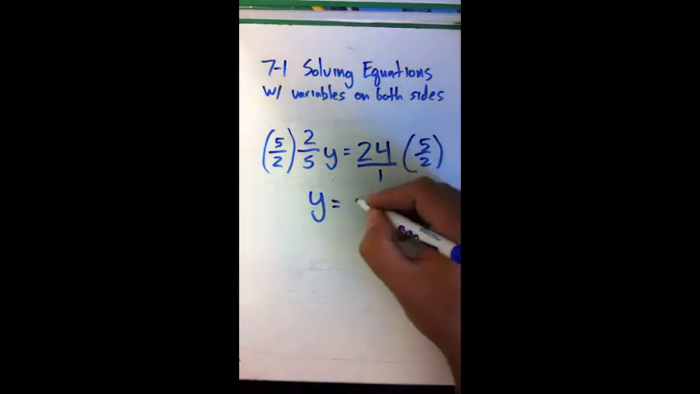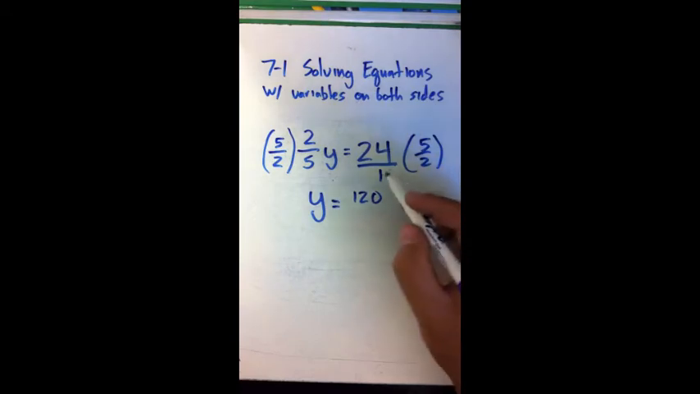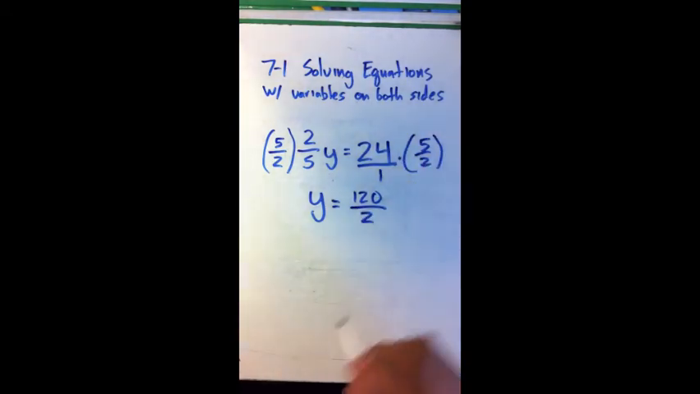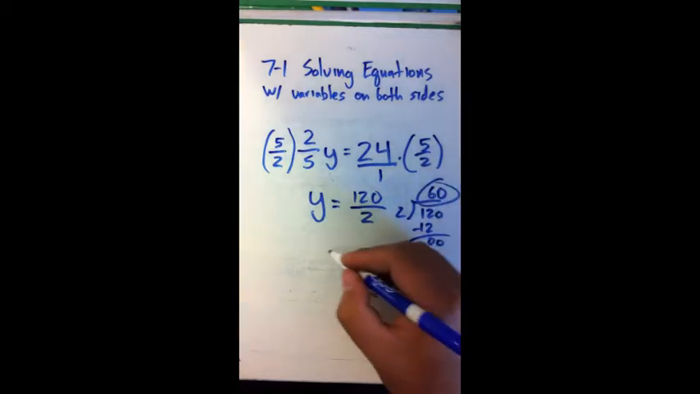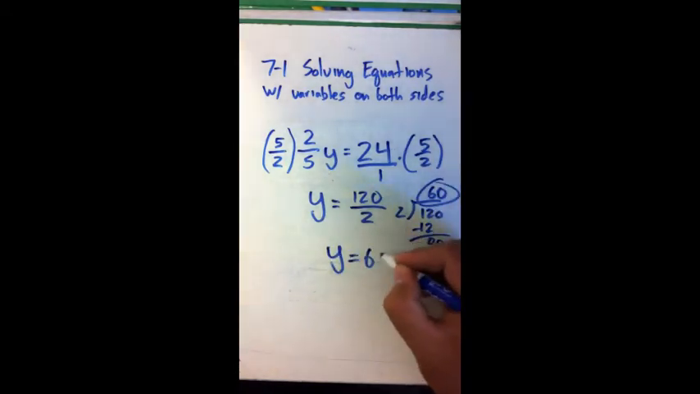24 times 5 is going to give you 120. And then 1 times 2, remember you're multiplying these, is going to give you 2. And all you have to do really here, with this improper fraction, is divide, or find out how many times 2 goes into 120, which I know is going to be 60. So at the end we get y equals 60.